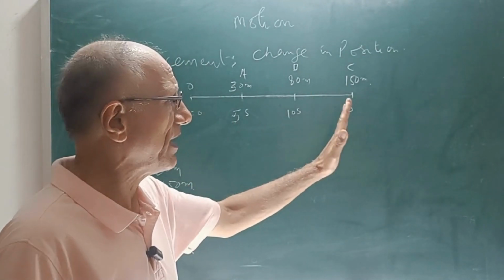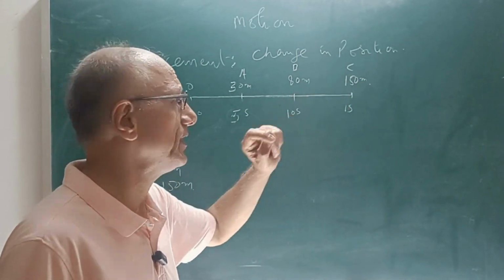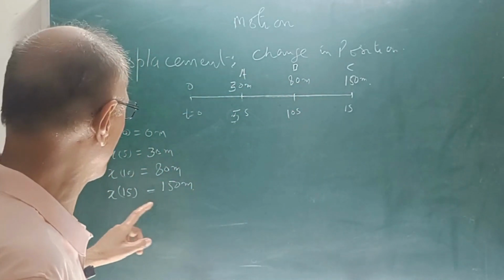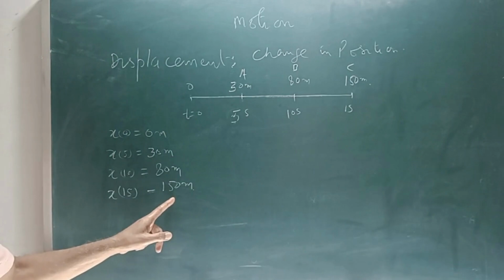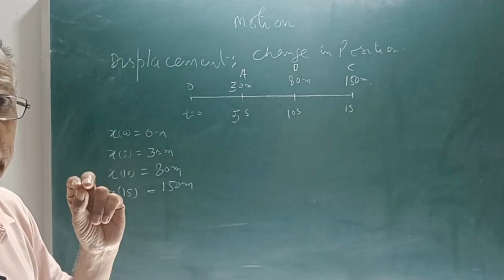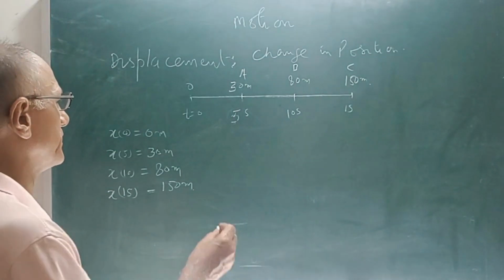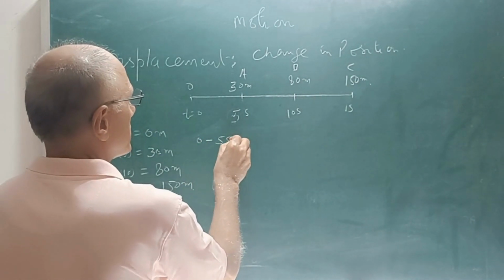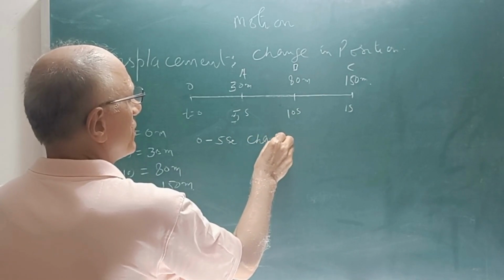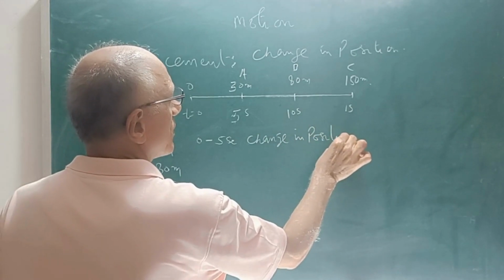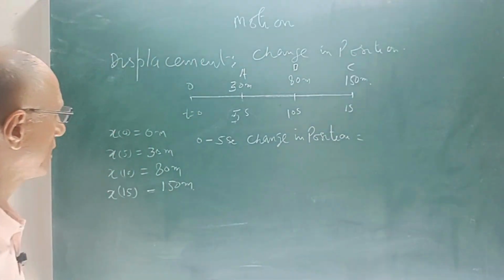Now further 5 seconds, you move to position C, which is 150 meter away from your house. So position at 15 seconds is 150 meter. Now if I ask you to find the change during the first 5 seconds, 0 to 5 seconds, the change in position is equal to what?